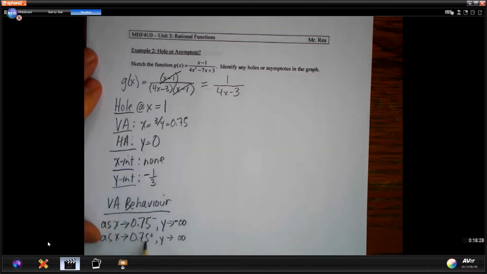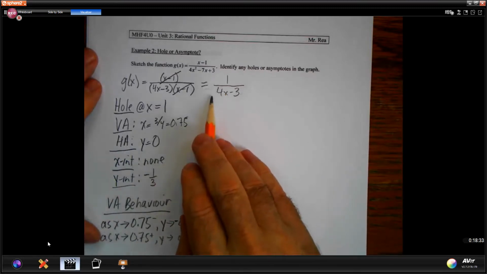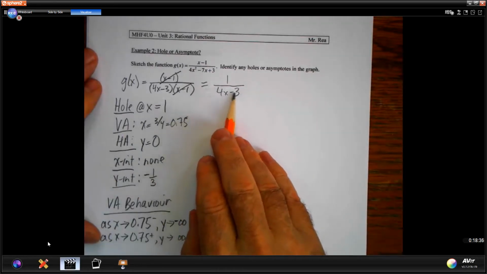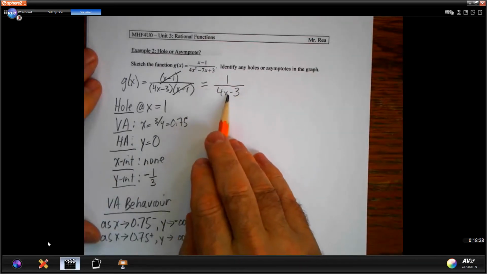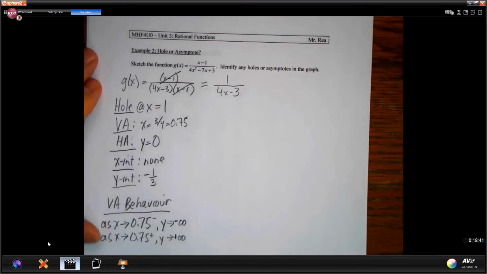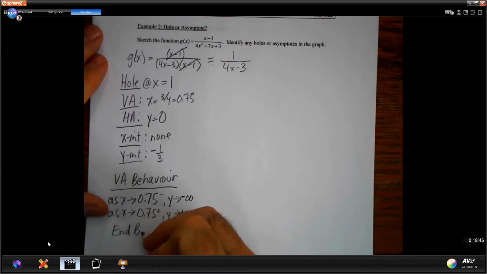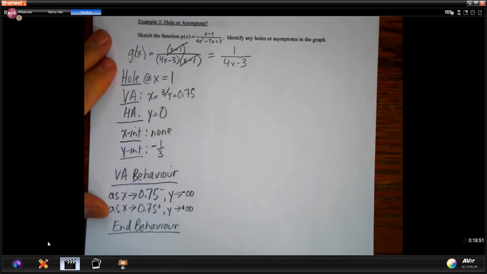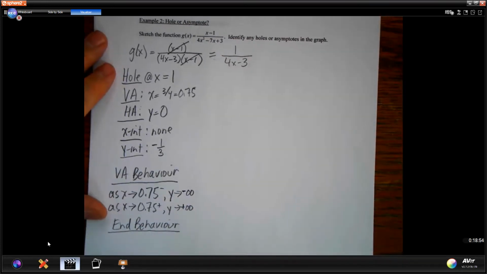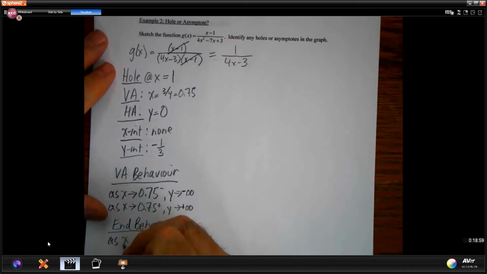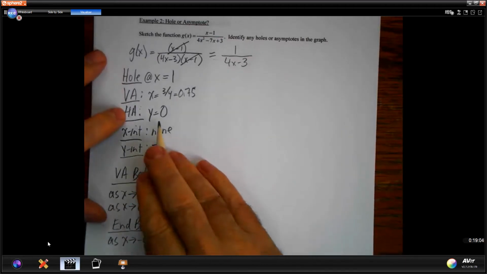And now if I plug in, say, 0.76 to reflect coming from the right side, 0.76 times 4 is greater than 3. So the bottom will be positive, the top is positive, so I'll be approaching positive infinity. And then the end behavior. Hopefully by now you're doing this much quicker than lesson 1 or 2. We know that as x approaches negative infinity, y will be approaching the horizontal asymptote of 0.